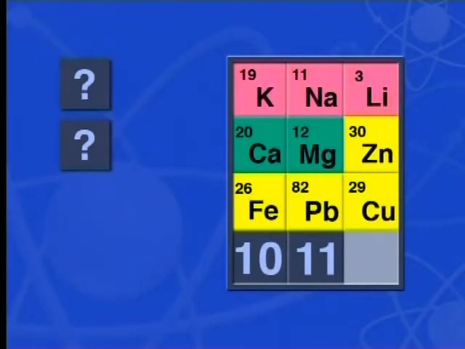What do the results of our experiments today tell us about the reactivity series? Well, we have confirmed that zinc is the most reactive of the transition metals that we've used in experiments in this series. We also know that lead is more reactive than copper, but less reactive than iron. So our completed reactivity series so far looks like this: potassium, sodium, lithium, calcium, magnesium, zinc, iron, lead, and copper.